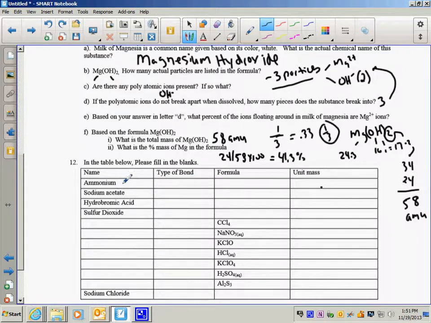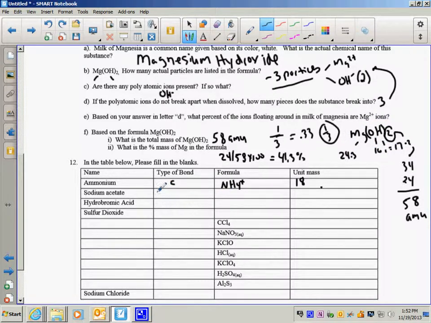And then for ammonium, we have the type of bond here, and then we give the formula. We go back and forth here, I guess. But type of bond here would be, well, this technically is covalent. Formula is NH4+. And add the unit mass up here. Nitrogen is going to be a total of 14 plus 4 hydrogens would be 18 AMUs. That calculation is given again right here. We add all the pieces up.